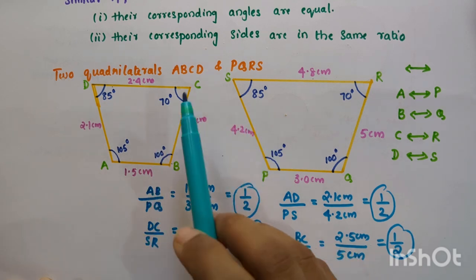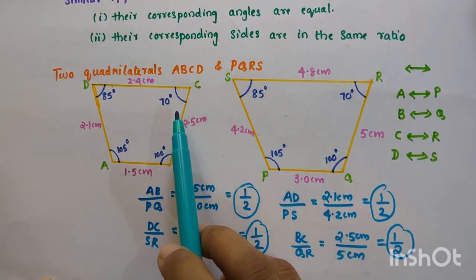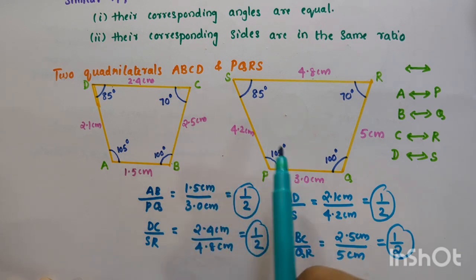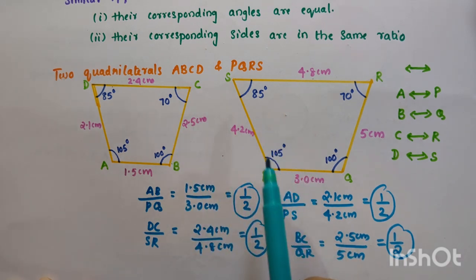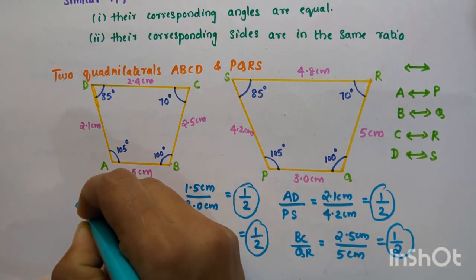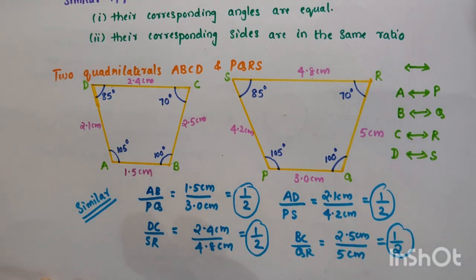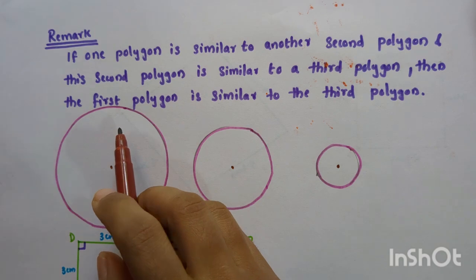So here you see when we compare these two quadrilaterals ABCD and PQRS, their corresponding angles are equal and their corresponding sides are in the same ratio or proportion. So these two quadrilaterals ABCD and PQRS are similar. Now let us see the remark.